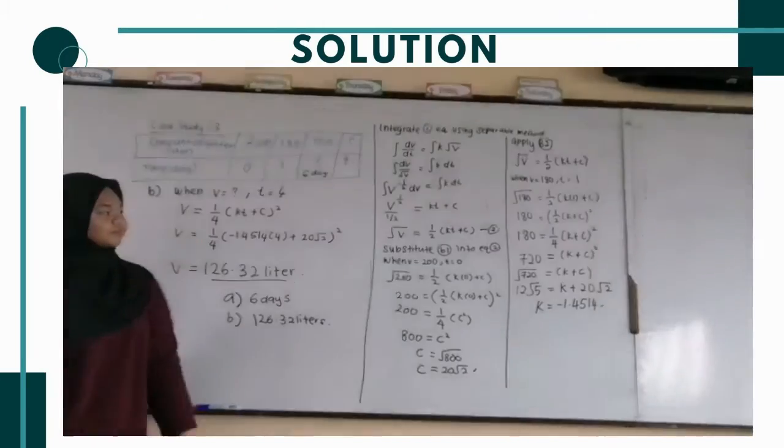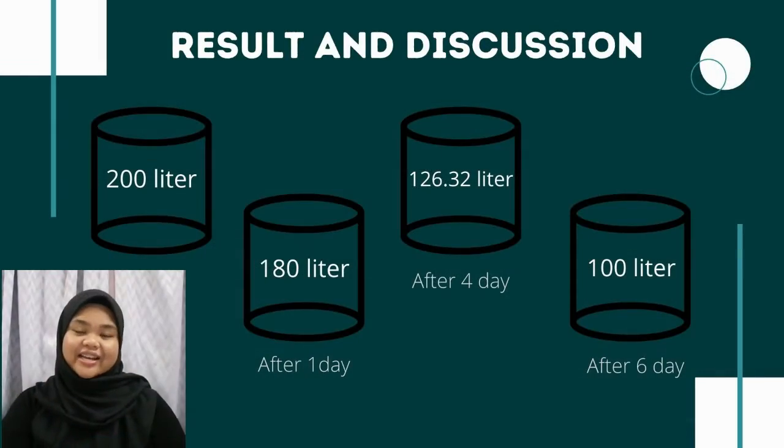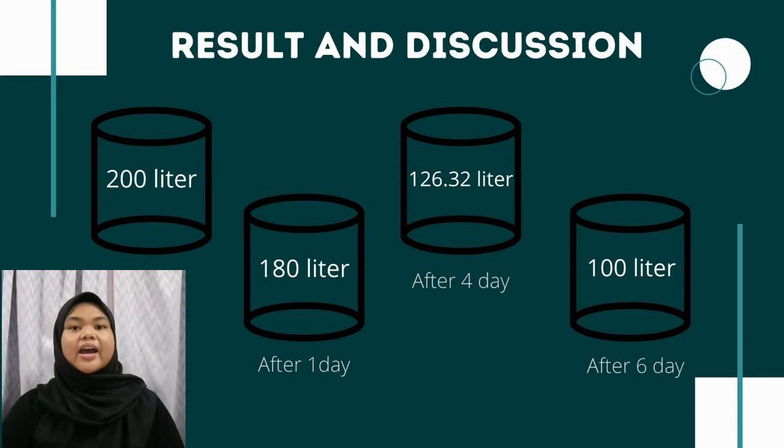Alright, so that's all the solution for this case study. Right, next is result and discussion. So in the solution, I have explained the calculation to solve this question. So the result is the amount of water remaining after 4 days is 126.32 liters, and the water will be half empty after 6 days. So from this question, we can conclude that students must know how to integrate the first equation by using the separable method, and students should use all the information given inside the equation to solve this question.